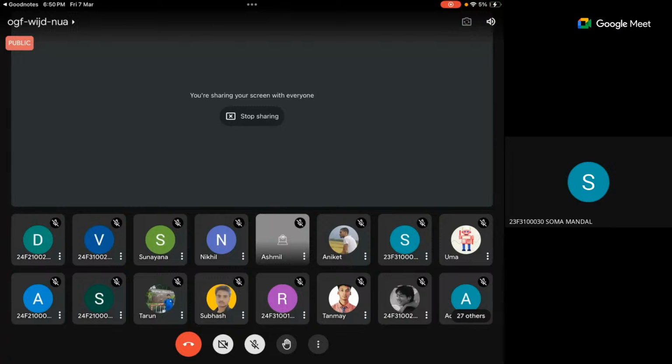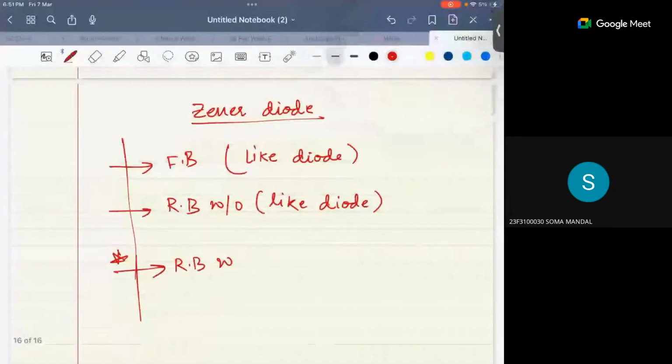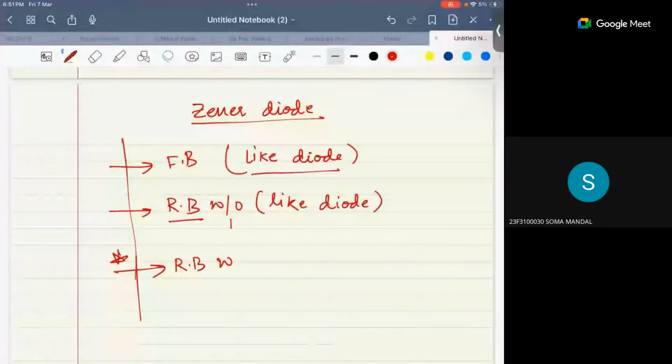Sorry for that. So what we were dealing with: the Zener diode will work the same as the normal diode that we deal with if it is in forward bias. If it is in reverse bias, where the potential is less than the breakdown voltage, it will behave like a reverse-biased diode without breakdown, the same way you deal with the normal diode. And the third case is if it is working at the breakdown voltage, then it will work as a voltage source.